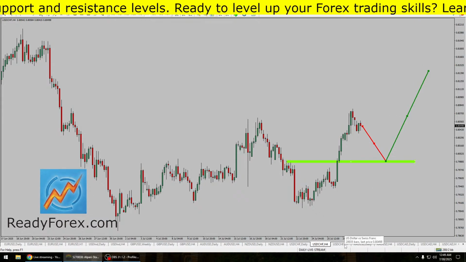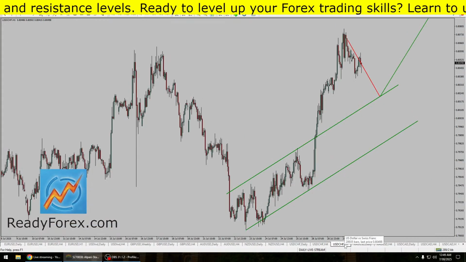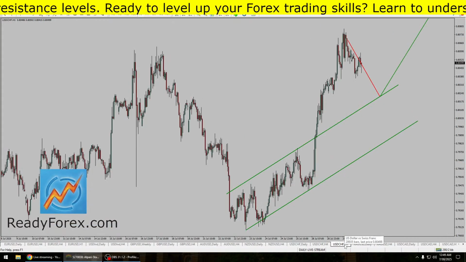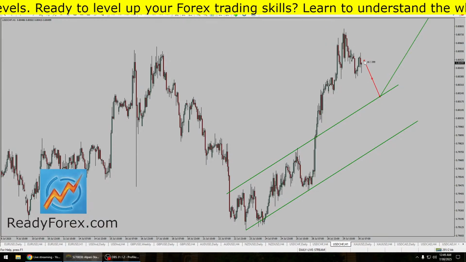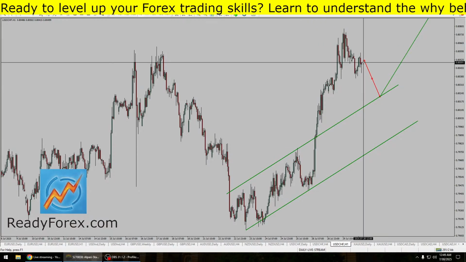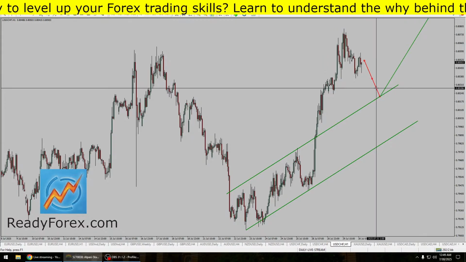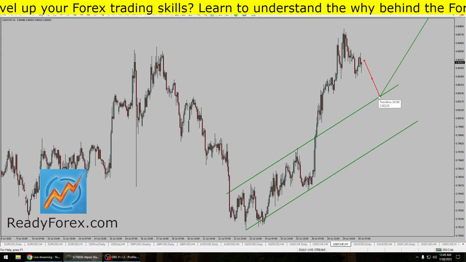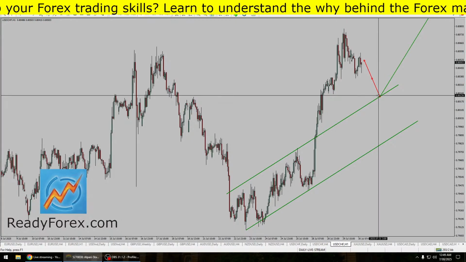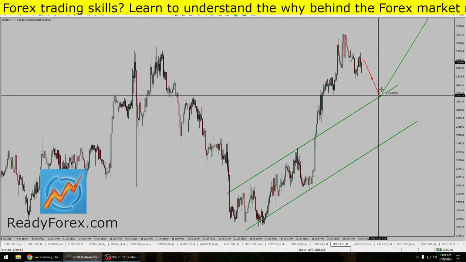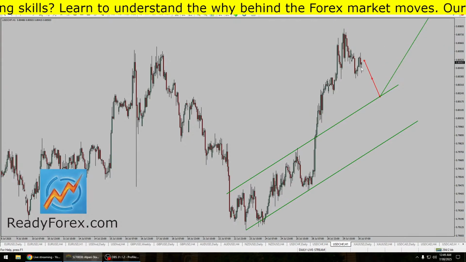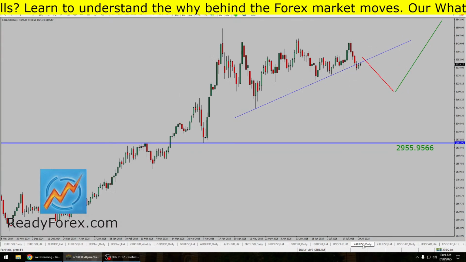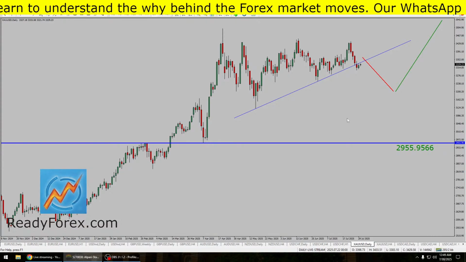Next one, let us take a look at US dollar Swiss franc 1-hour time frame. So how far is the price action going to drop? Well, I think US dollar Swiss franc is going to test this upward sloping trend channel over here. So we could get a bounce back up after that, but for the time being, wait for the price action to drop.